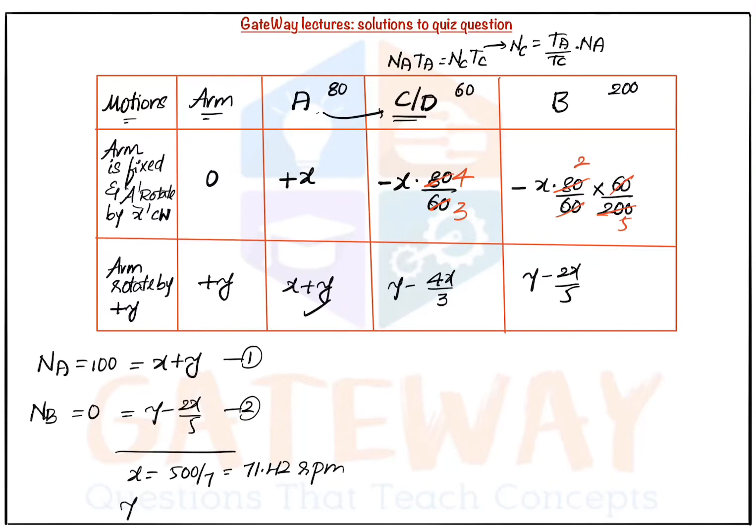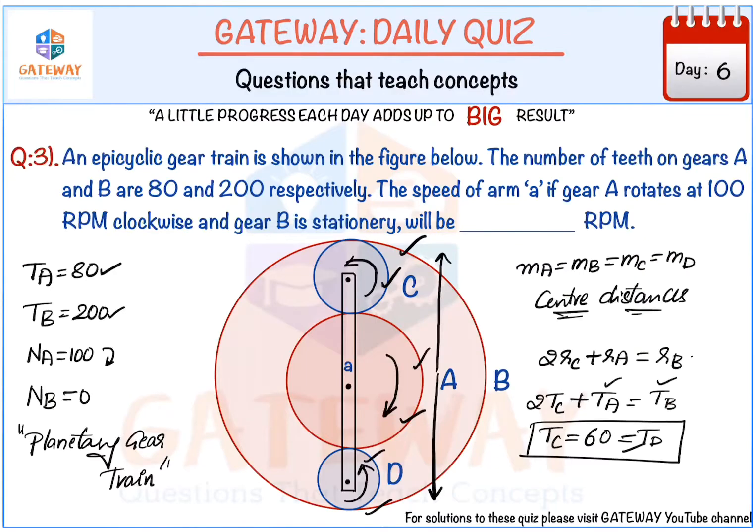Since we got positive, it is clockwise, so the sign we have taken is correct. Y is equal to 28.57142, and this y is nothing but equal to the arm velocity, small na. Arm velocity is small na, and that is nearly equal to 28.6 RPM clockwise. So that is our answer. In the question we were asked to calculate the speed of the arm A. So it is 28.6 rpm.